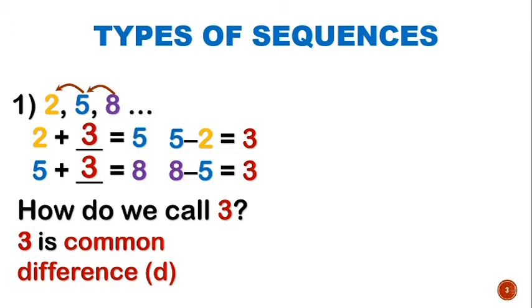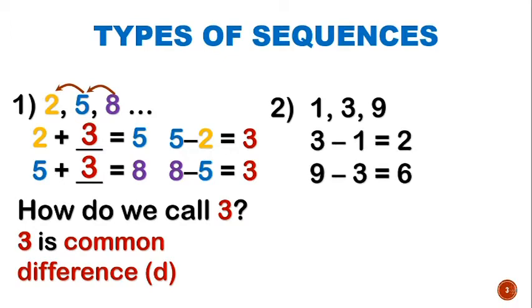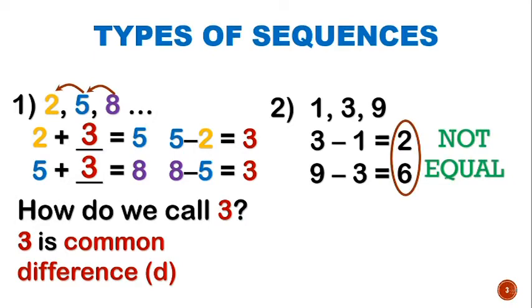Pag parehas siyang dalawa na yan, that is already a sequence. Anong type ng sequence? Let's deal with that later. So, another example will be 1, 3, 9. Let's do the same. 3 minus 1, that's 2. 9 minus 3 is 6. Naku, hindi parehas. So, sequence kaya siya o hindi? Tingnan natin.